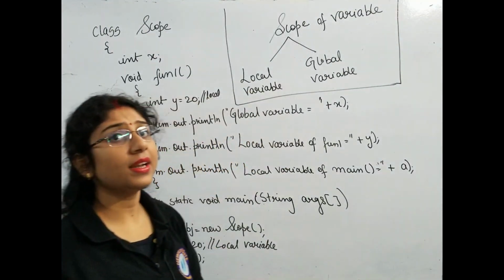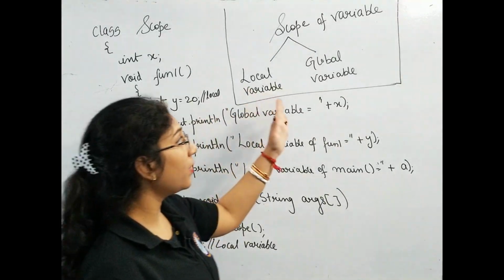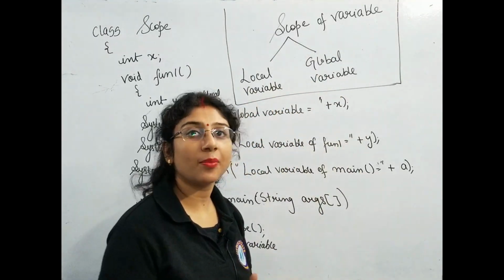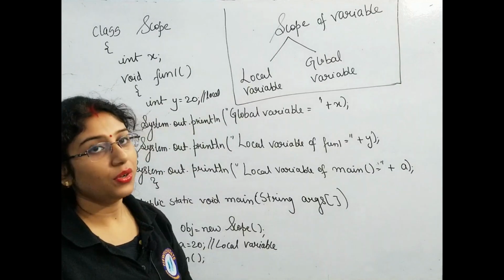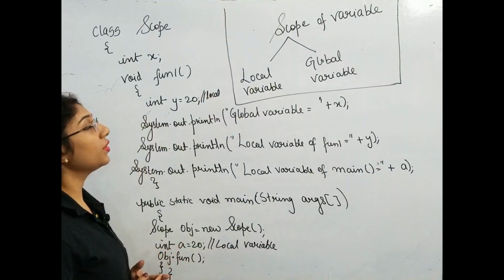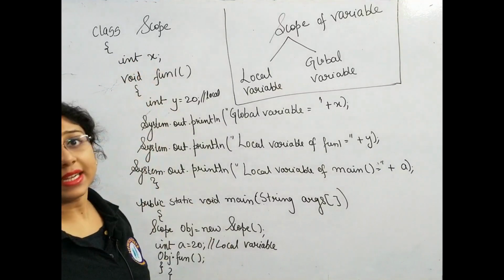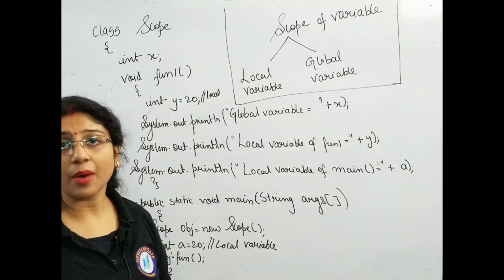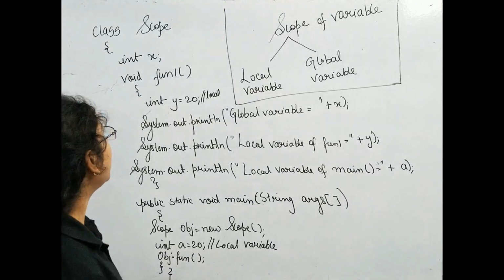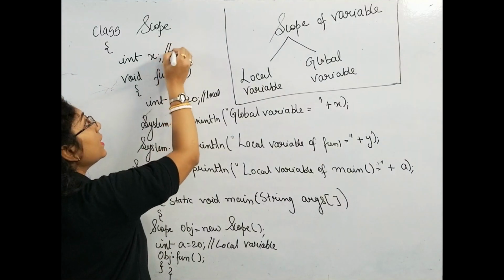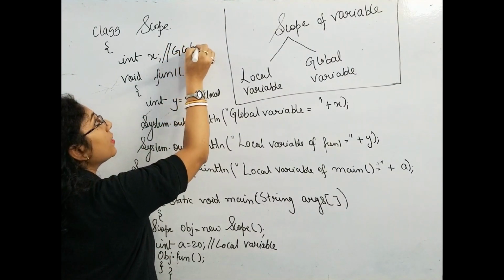Okay, so here let's understand the concept of local variable as well as global variable with the help of a proper example. In the following code you can see, I have created one variable, int x. This int x is an example of a global variable. This one is a global variable, meaning it can be accessed from anywhere.